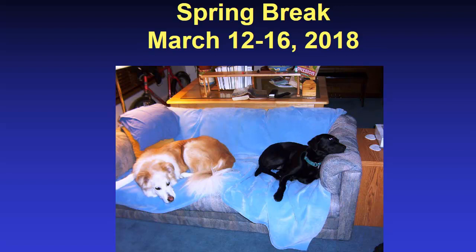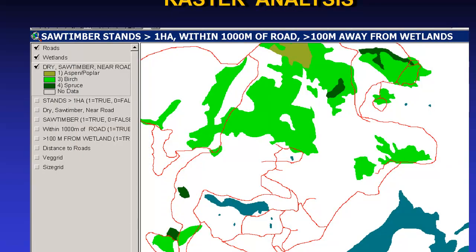And then we have spring break, the middle of March. And then when we come back from spring break, we're going to leave the analysis of points, lines, and polygons and start analyzing rasters or grids. So the first raster analysis week, we'll use tools to answer a similar question that we answered in the point, line, and polygon world. Find all the saw timber that's close to a road but far away from a wetland using raster analysis tools. So in this case, all these layers are rasters that are 10-meter grid cells.